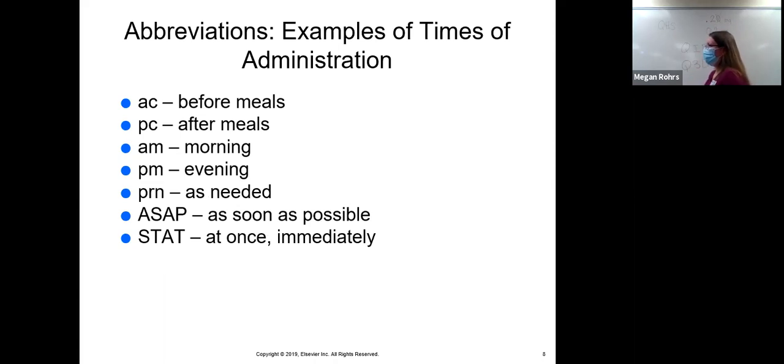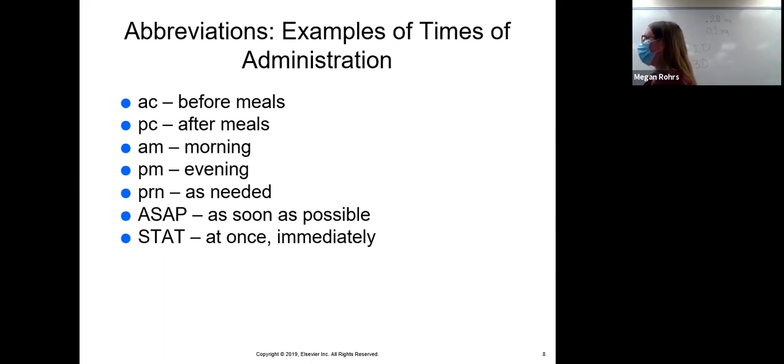Times of administration. These top 2, before meals and after meals, always get confused, okay? So the way I remember it, it helps me. AM and PM, morning comes before the afternoon. So AC before meals, PC after meals. Morning, AM, PM, we tend to use evening in the pharmacy rather than afternoon. So PM is going to be evening.